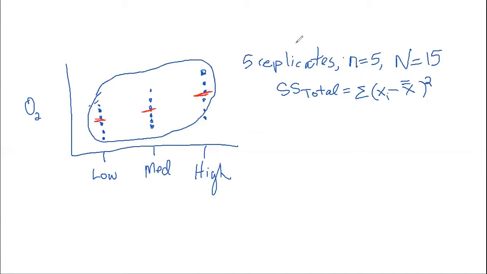The grand mean would be the mean if we were to add up all the observations and divide by 15. Okay, that gives us the grand mean. So we have group means and the overall mean.